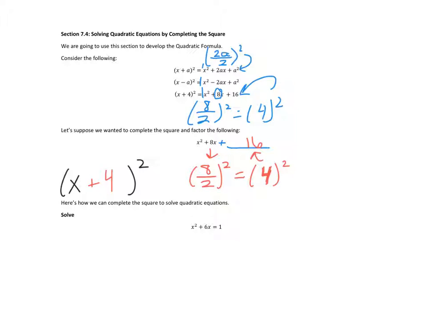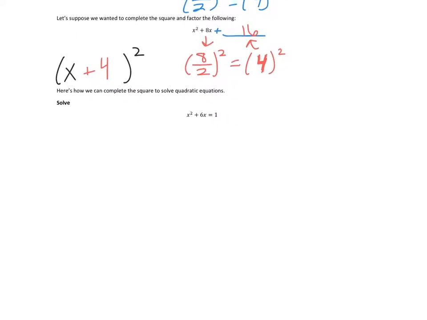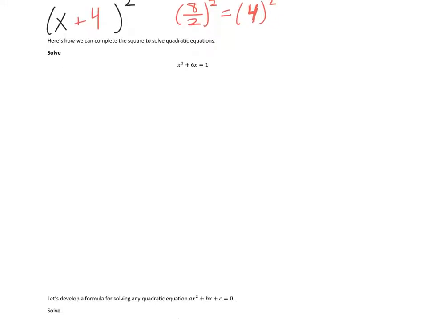Let's see how we can use completing the square to solve quadratic equations. Let's say we wanted to solve x squared plus 6x equals 1. If we used our old-fashioned method and subtracted 1 to make one side 0, we would need two magic numbers that multiply to negative 1 and add up to positive 6. There are no such numbers, so this method doesn't work. This method has limitations, so that's why we're completing the square.